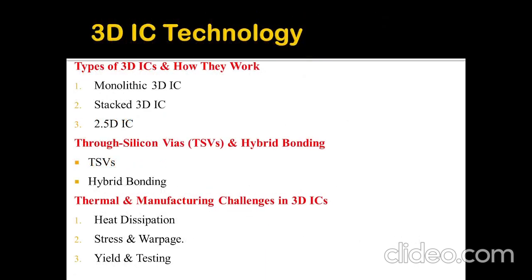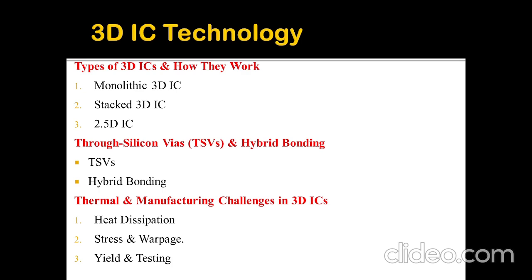So coming to 3D IC technology, let us check the types of 3D ICs and how they work. The first type is monolithic 3D IC, which is built layer by layer on a single wafer. Stacked 3D ICs build multiple dies vertically. Coming to 2.5D ICs, here the dies are placed side by side on an interposer.